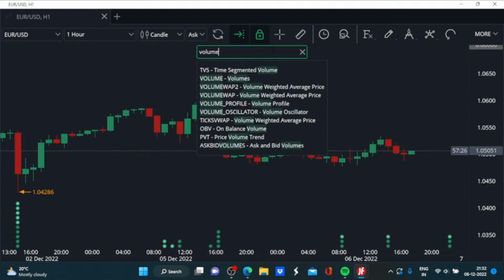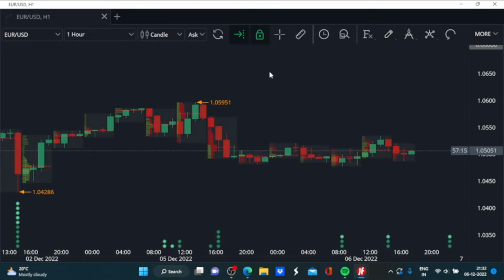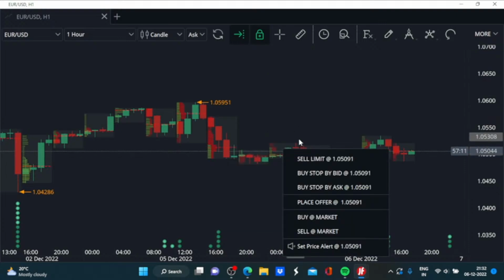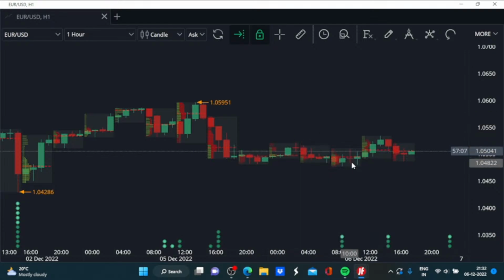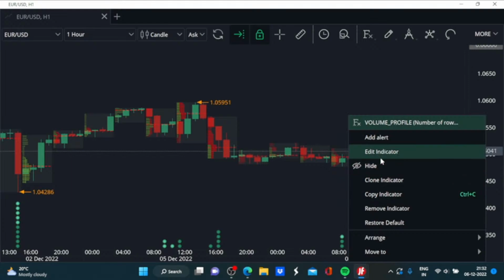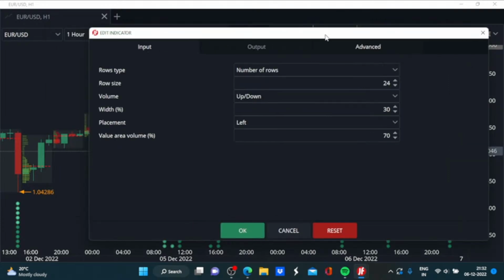Volume profile. Here it is. All right. Now let me look at its options to consider the calculation period. Okay, this is the default setup.